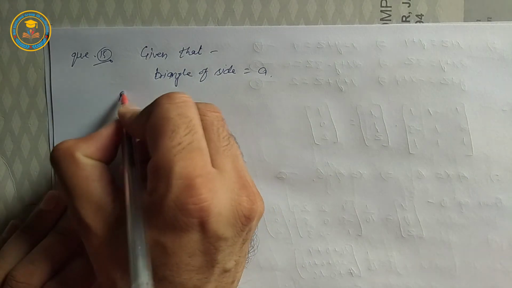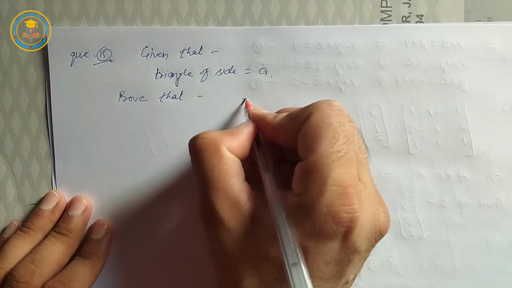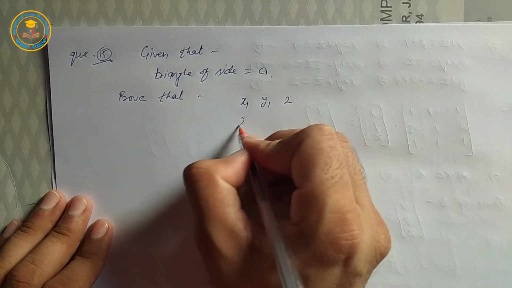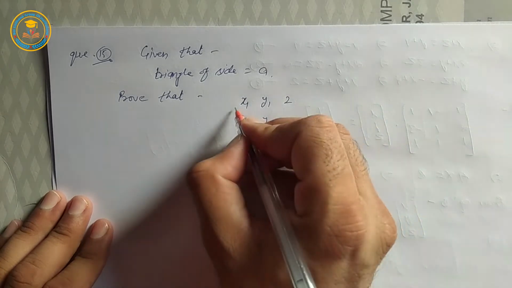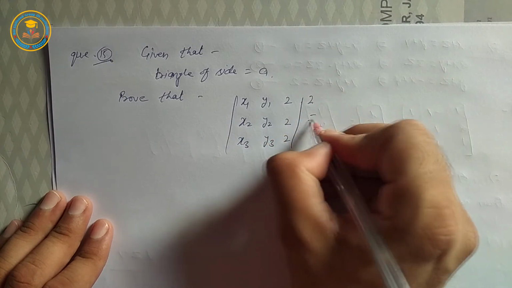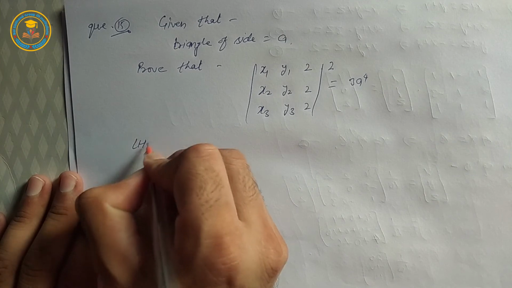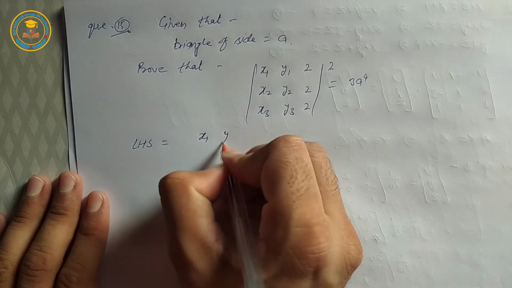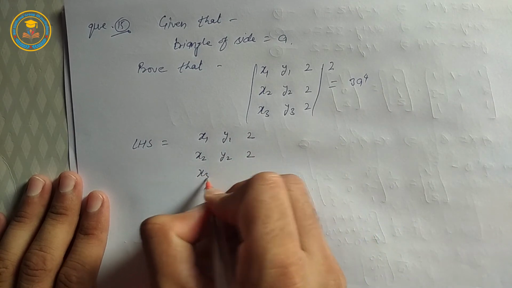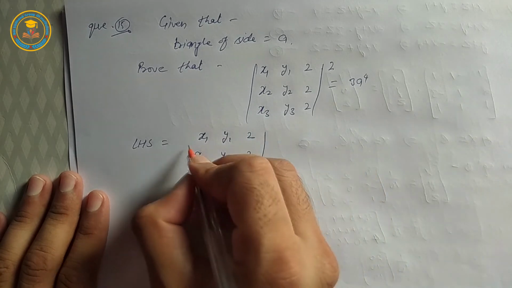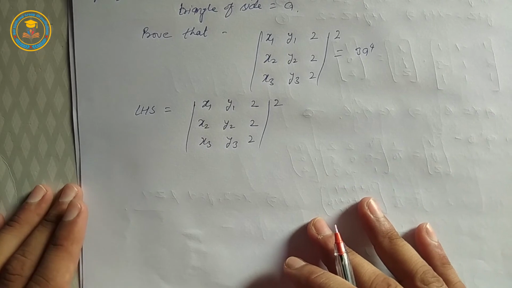Prove that the determinant x1 y1 2, x2 y2 2, x3 y3 2, whole square, is equal to 3 into a to power 4. Left side, LHS is equal to determinant x1 y1 2, x2 y2 2, x3 y3 2, whole square.